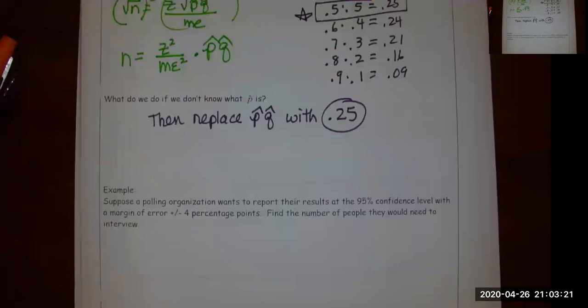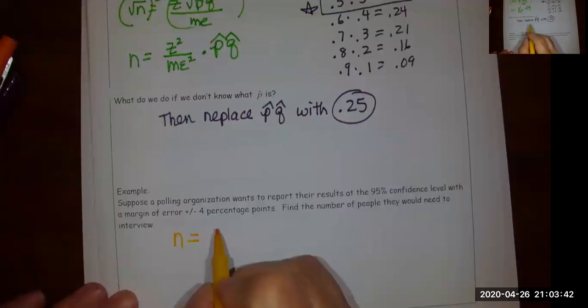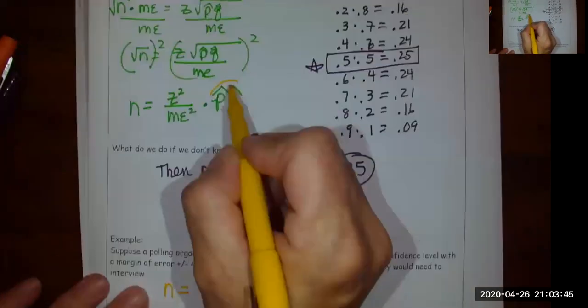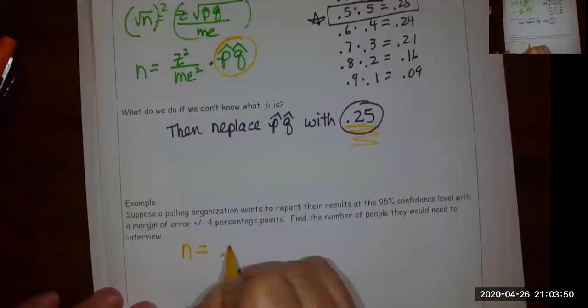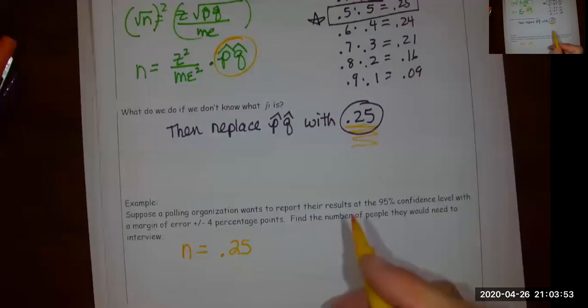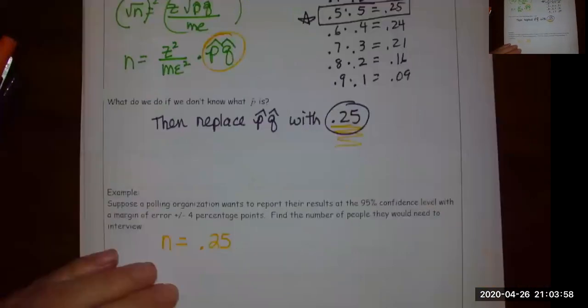So let's look. Suppose a polling organization wants to report the results at a 95% confidence interval with a margin of error plus or minus 4 percentage points. Find the number of people they would need to interview. Okay, N equals. What are we going to replace P hat Q hat with? You're right, we're going to replace it with 0.25. Because we don't know what they are, and 0.25 is the biggest we can ever, biggest out of any two. So we're going to use it, okay?